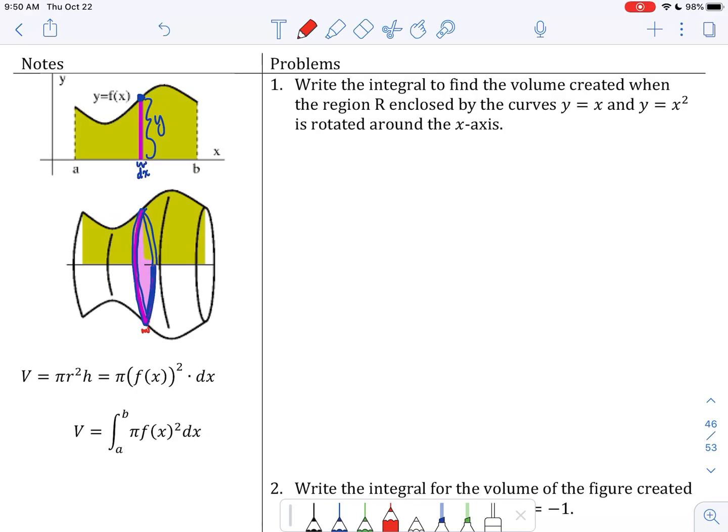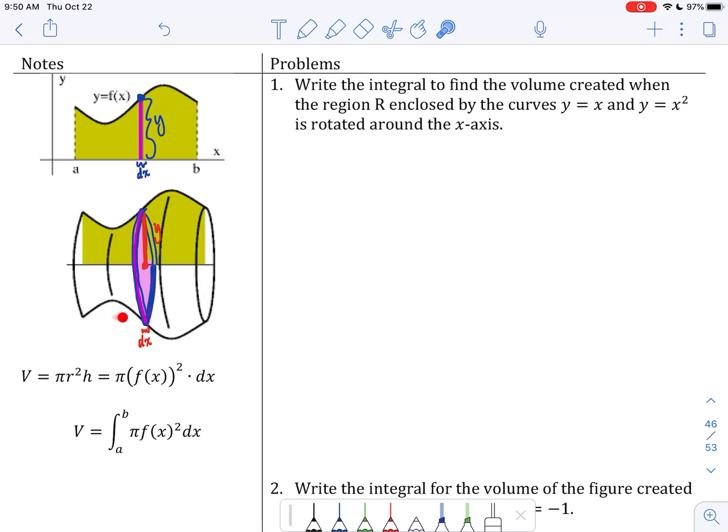If I'm looking at this picture, the height of this tiny little one here is still our dx, because it's this distance. And the radius from the center here is our y. So that's when I can do some substitution here. Instead of pi r squared h for that little thin purple rectangle, it's pi f of x squared dx, because I'm just substituting in for r and h.